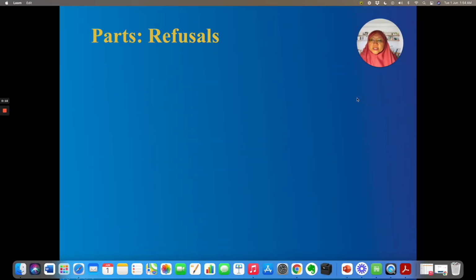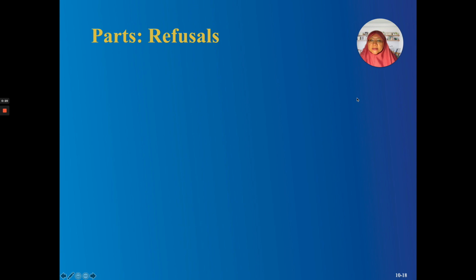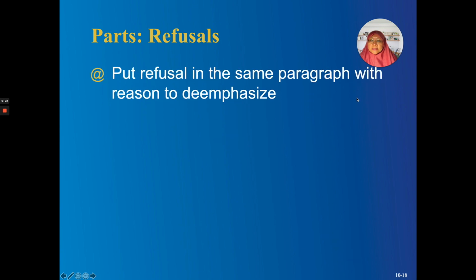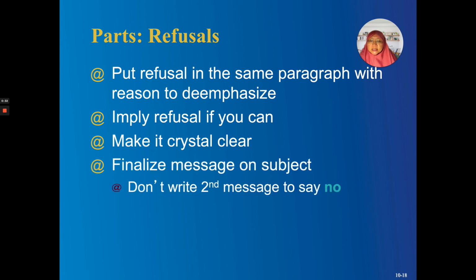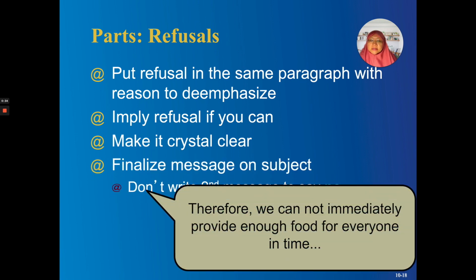Put refusals immediately after the reasons. Make it clear and finalize both reasons and refusal in one sentence. As in this example, the refusal is that it will not be possible for us to provide the food shortages immediately for everyone. Put it immediately after the reasons given before.